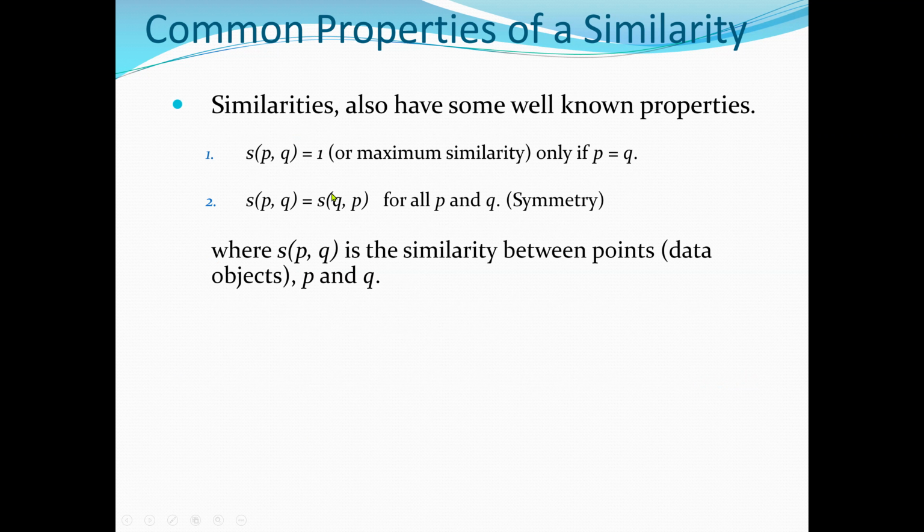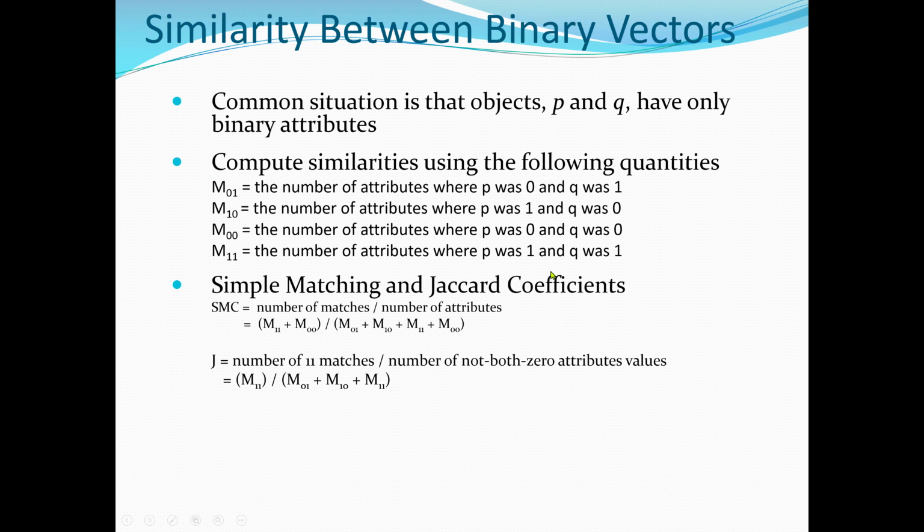And the similarities also have some well-known properties. If we have a similarity of P and Q, the answer is 1. That's the maximum similarity. Also, the similarity of P and Q is the same as the similarity of Q and P because the points on the plane are symmetric.